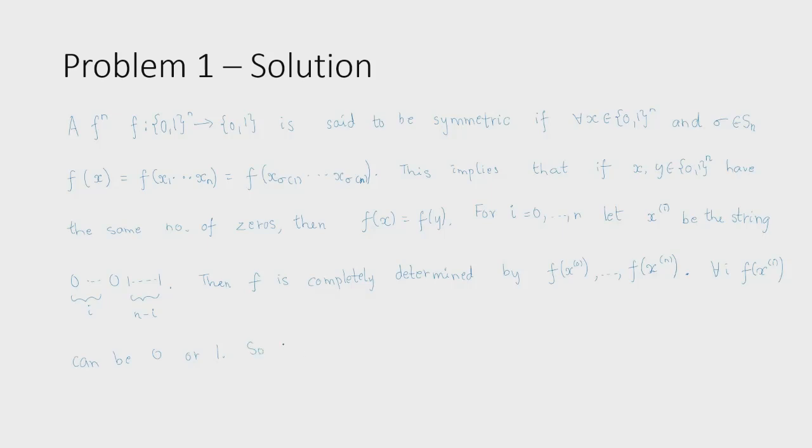So the number of functions is equal to 2 to the n plus 1. Why? Because to define a function we have to fix these n plus 1 numbers. It's n plus 1 because the indexing starts at 0 and goes to n, and for each of these numbers we have two possibilities. It's either 0 or 1. So it's 2 times 2 times 2, n plus 1 times, so it's 2 to the n plus 1. So the number of symmetric functions from {0,1}^n to {0,1} is 2 to the n plus 1.